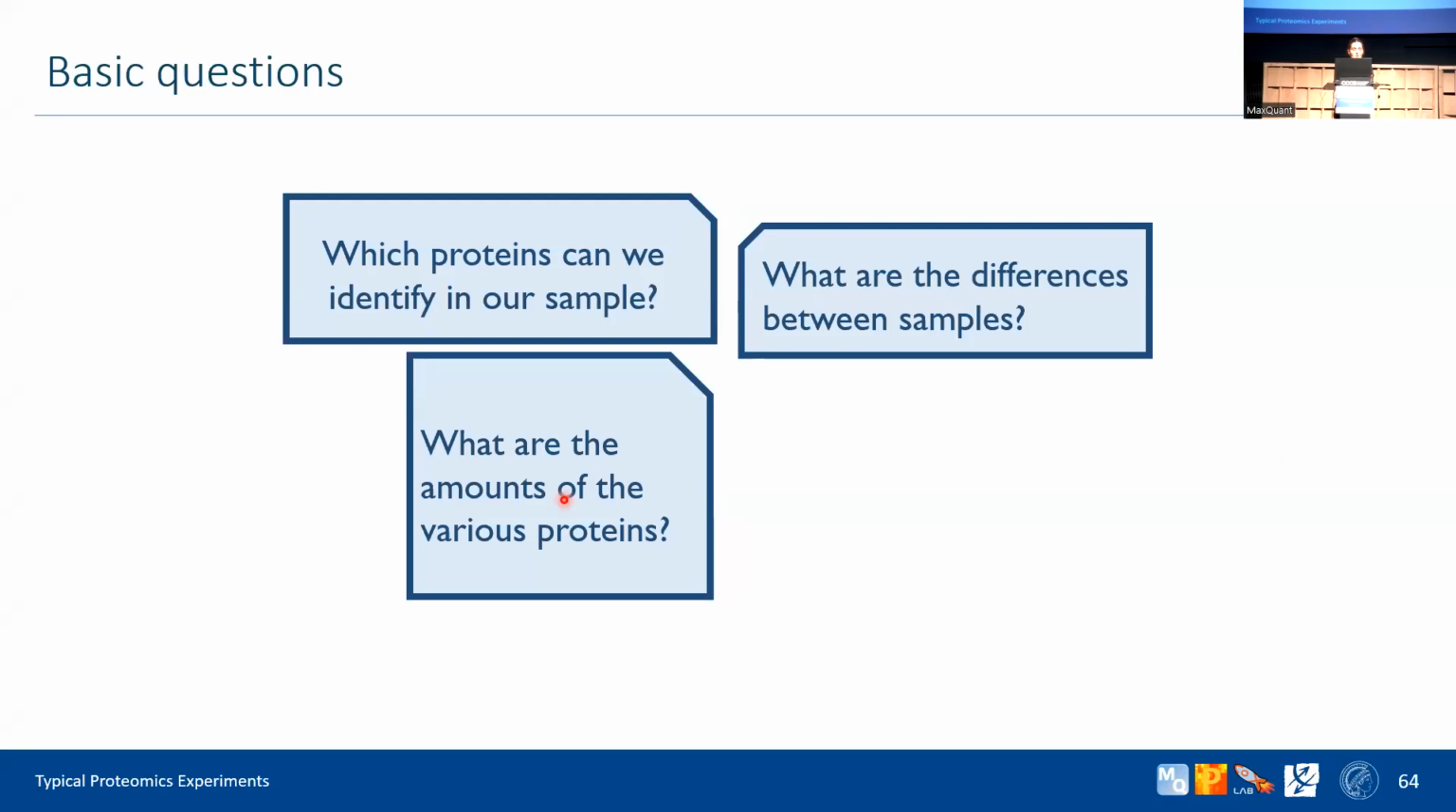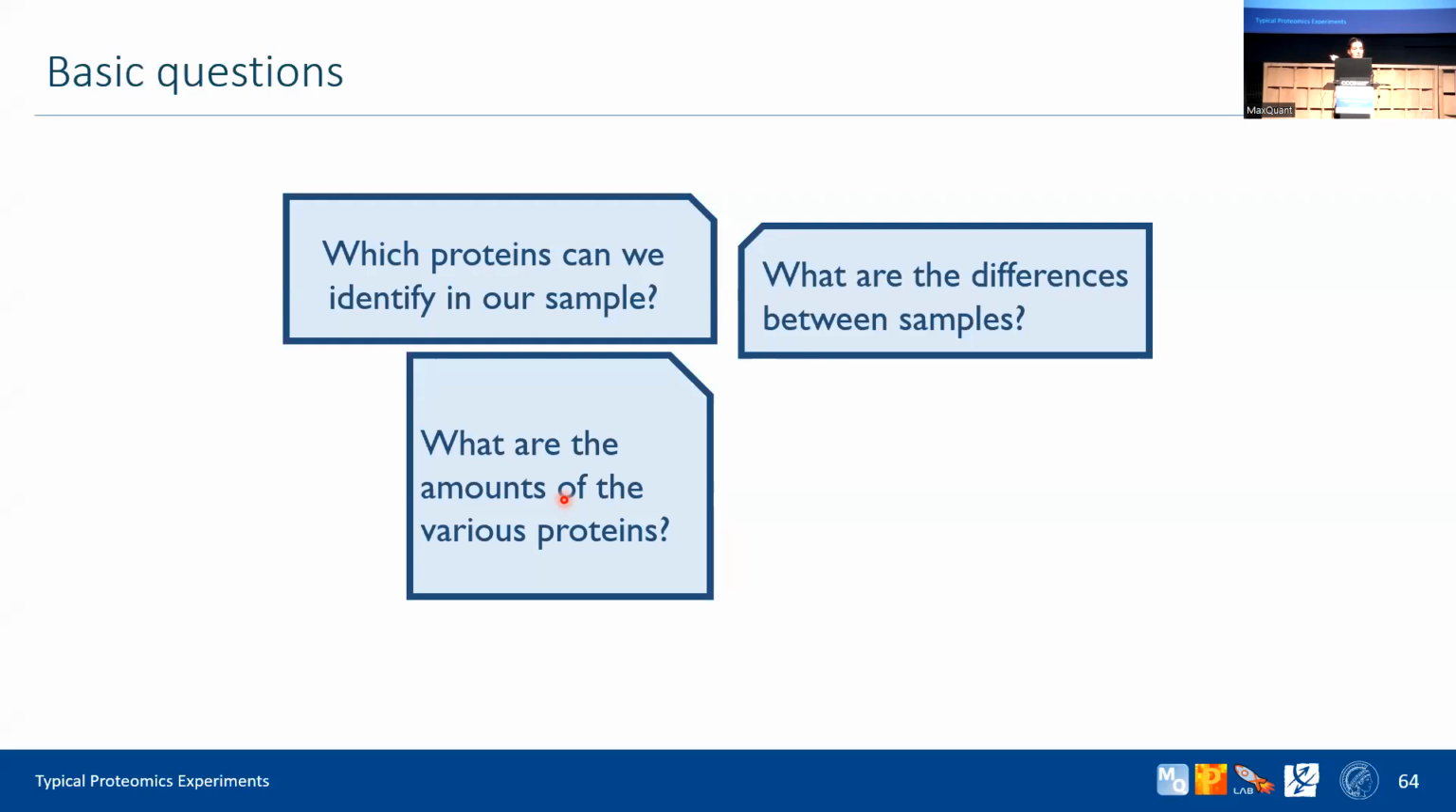If the mass spectrometry was actually very precise and accurate, then if I know the absolute amounts of the proteins in each of the samples, of course I can just take the ratio between the conditions. But that's not what is happening.